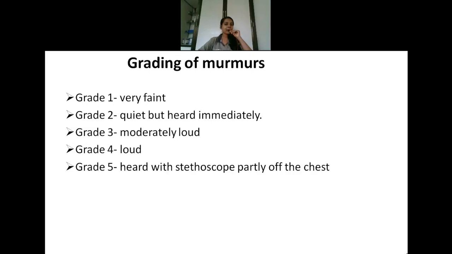Now grade 1 murmur means it is very faint. Even if you put the stethoscope, you have to listen very carefully. Most of the time you will skip it, you may not be able to listen to that. That is grade 1. Grade 2 murmur is very quiet, but if you listen carefully, you can hear it. That is grade 2. Grade 3 murmur is moderately loud. Grade 4 murmur is louder, and grade 5 is heard with the stethoscope partly off the chest. You need not keep it on the chest, slightly above the chest also you can listen. So that is regarding the grading of murmur.